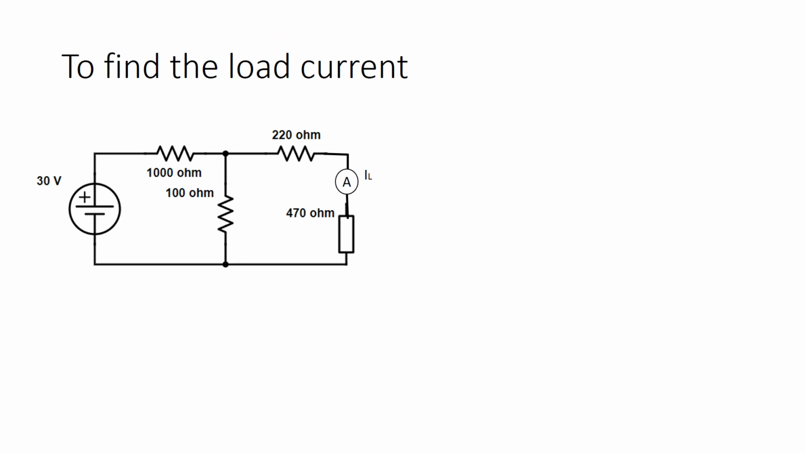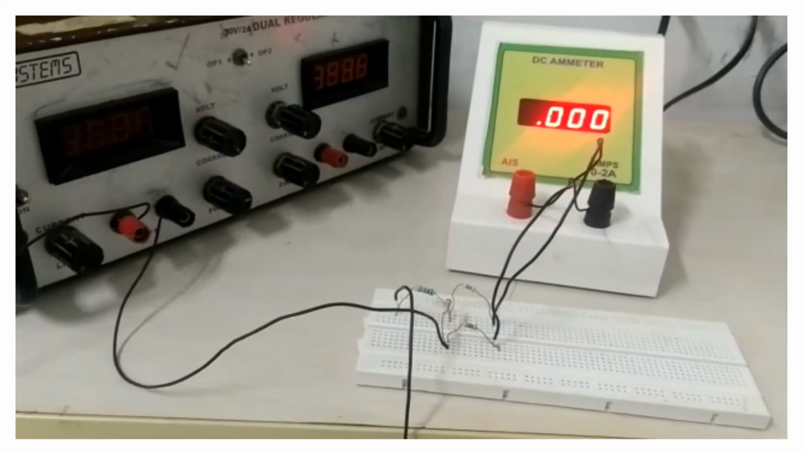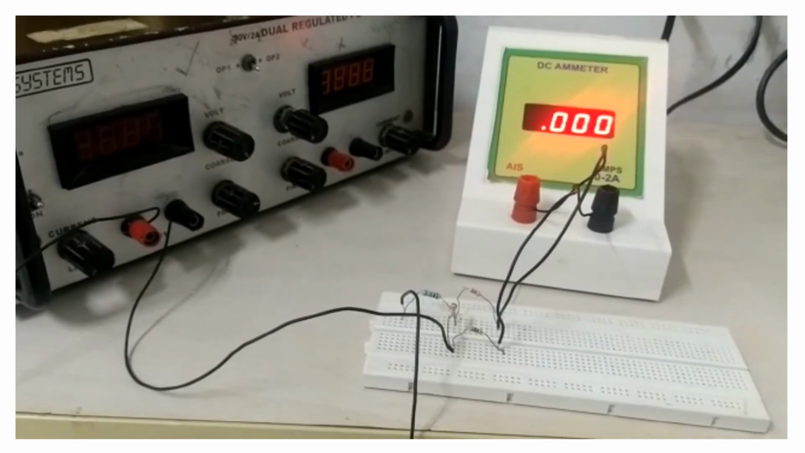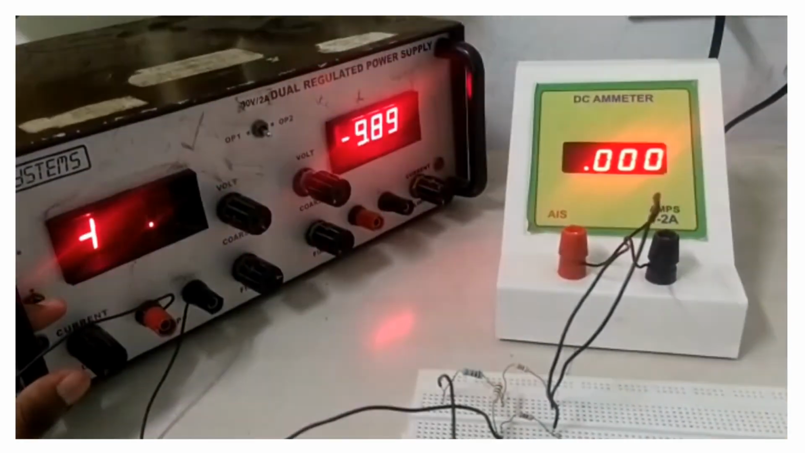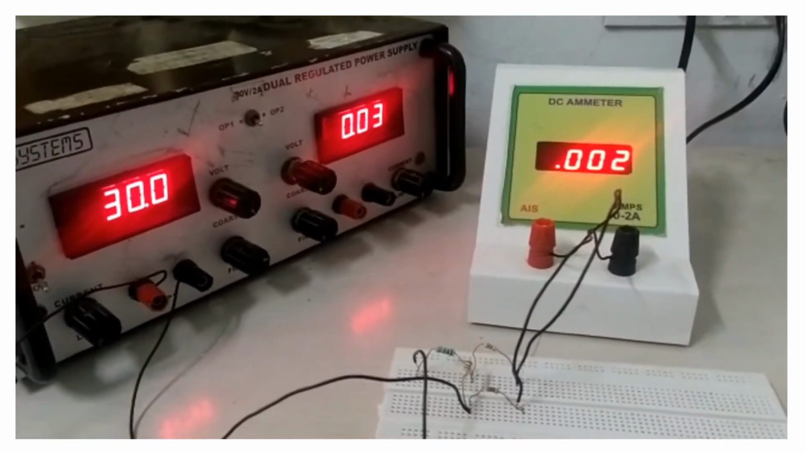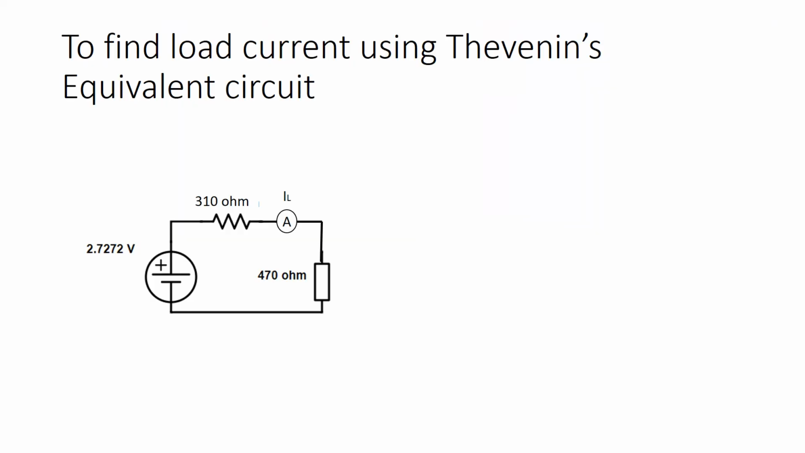Here is the hardware connection diagram in order to find the load current for the given circuit, where we are going to connect the ammeter in series with the load resistance, that is 470 ohm. Here we are going to find the load current of the given circuit. The current is 2 milliamps.